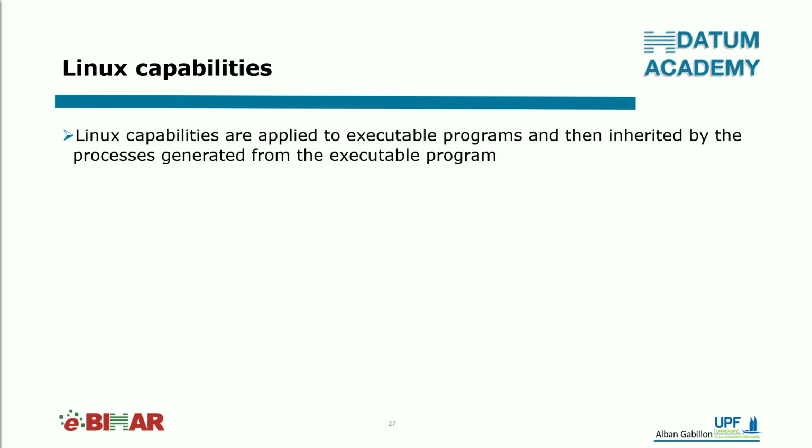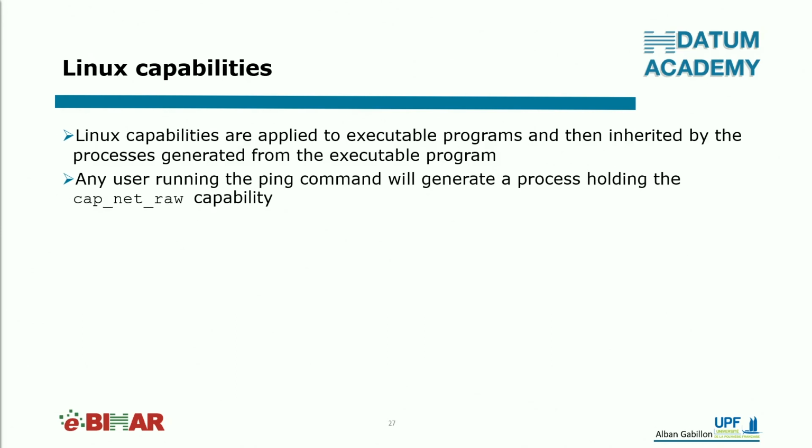Linux capabilities are applied to executable programs and then inherited by the processes generated from the executable programs. And by the way, these capabilities are stored as metadata, like the access control lists, that is, in the inode of the executable program. The consequence of this is that any user running the ping command will generate a process holding the CAP_NET_RAW capability.